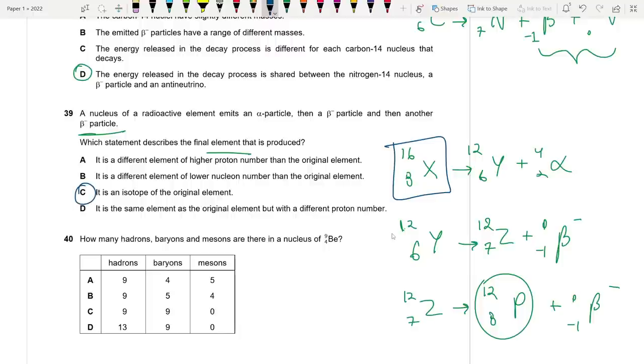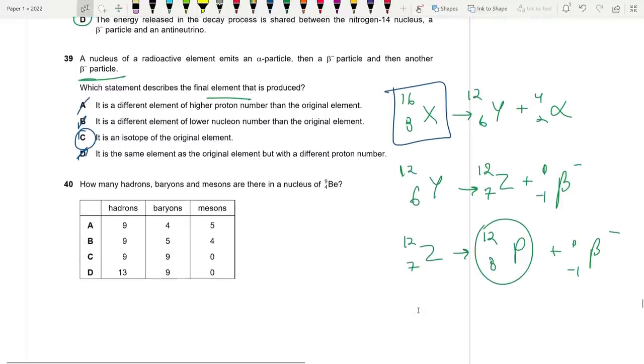So C is correct, okay? A and B are wrong because they're saying that they're different elements, but proton number determines your identity. It is the same element as the original element, but with a different proton number. That doesn't make sense. Come on. D is wrong. So we're an isotope of the original element. Same proton number, different mass number.